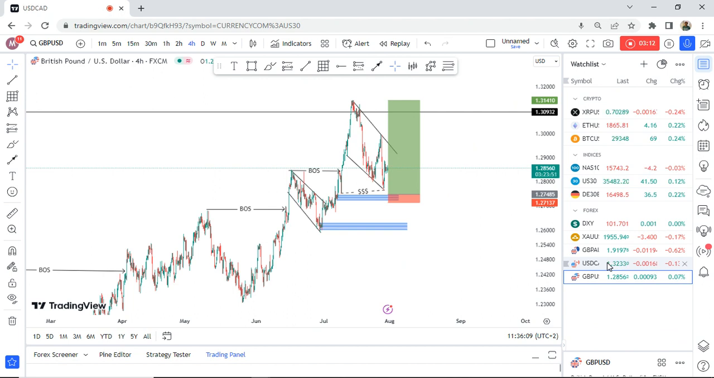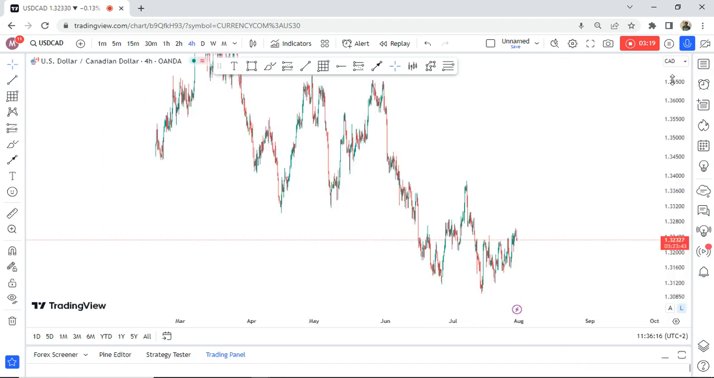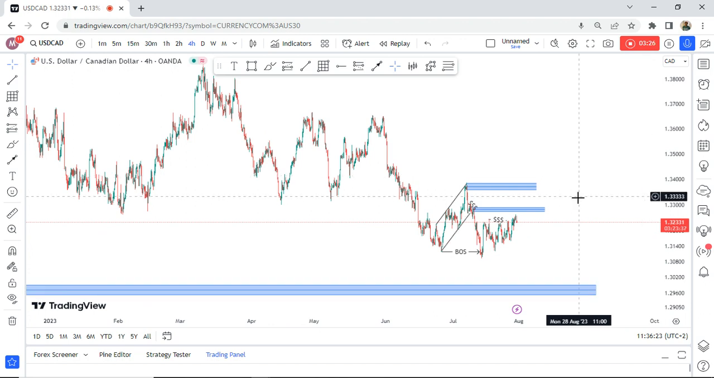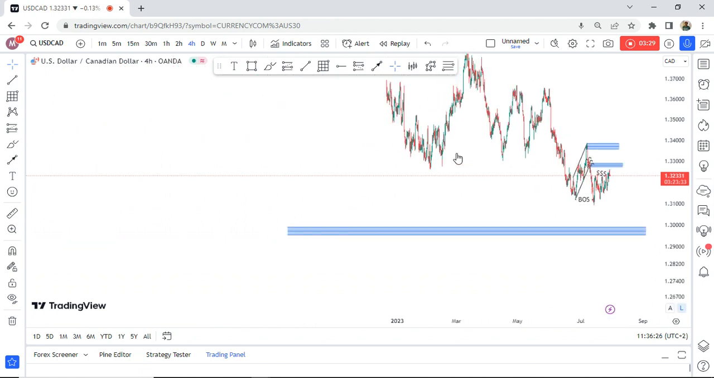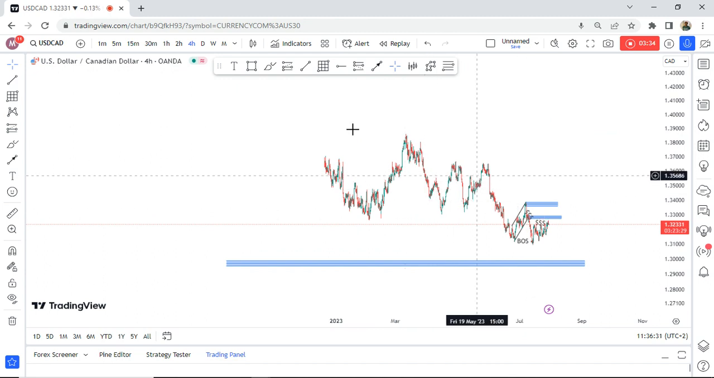So the next pair we're gonna be having is USD CAD. Remember, I started my analysis on my 4 hour time frame, but for refined entries, you can go as low as 15 minutes, guys. So when it comes to USD CAD, it's pushing to the downwards. Actually, it is in a downtrend.